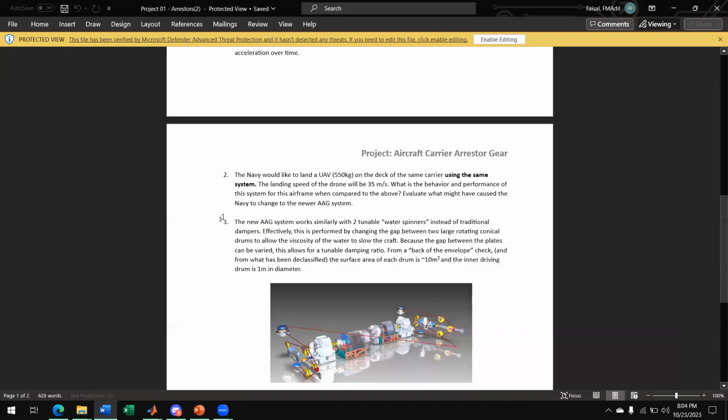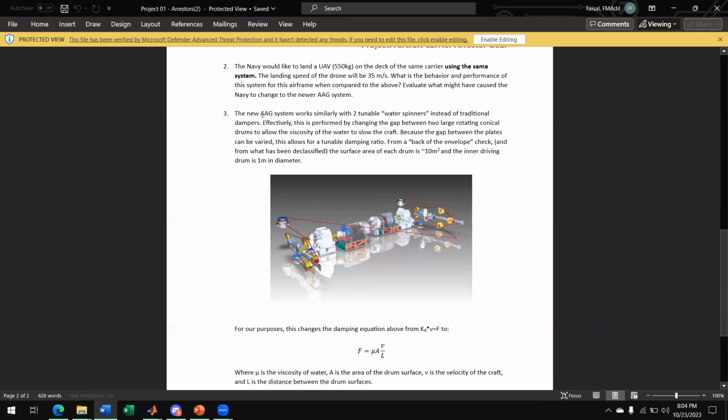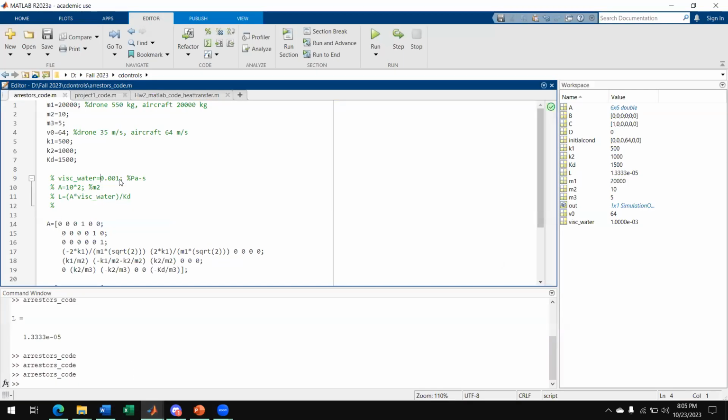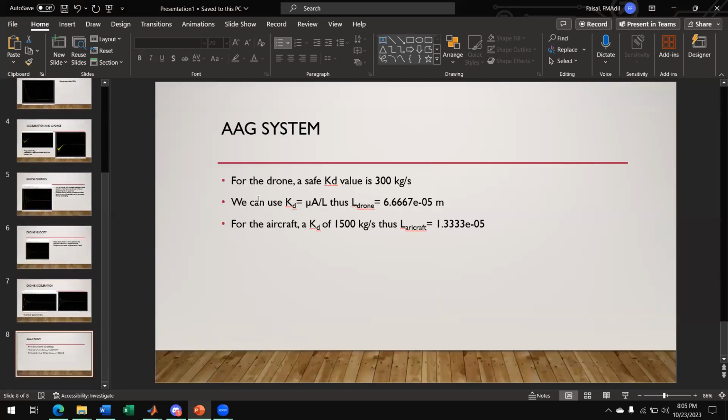For the last part of this project, we're talking about advanced terrestrial gear systems, which basically involves using water spinners and drums. There are 2 drums, so the area is 20 meters per second since each is 10. For the viscosity of the water, we use the MATLAB code here, which we updated. Since we know the KD, we can find these quantities to find the length, because now the KD constant is being replaced by mu A over L.